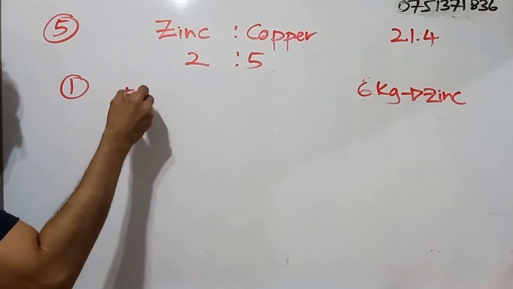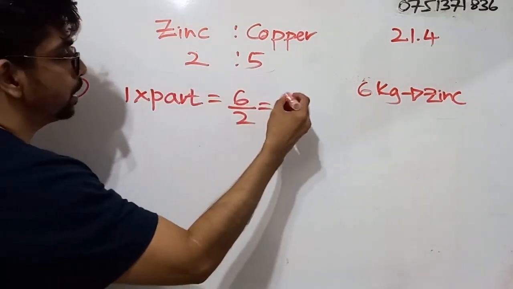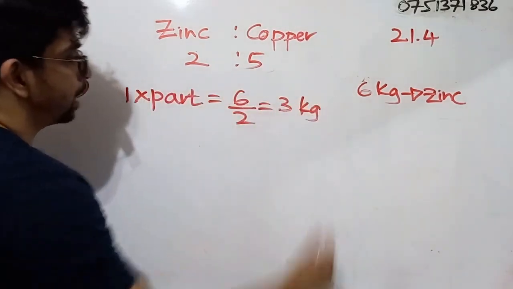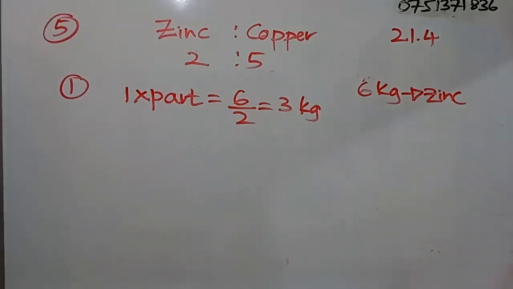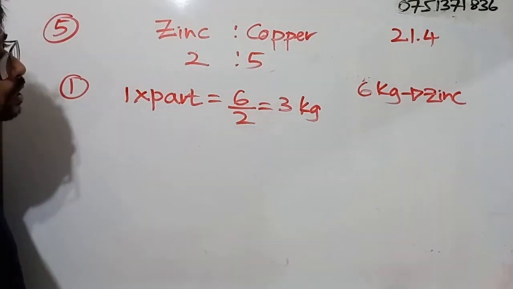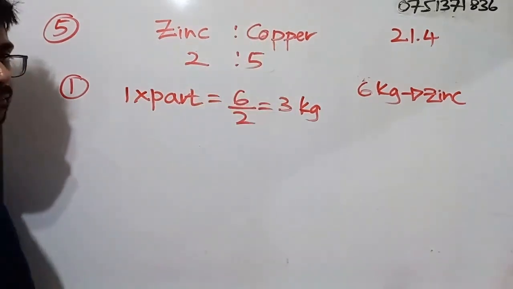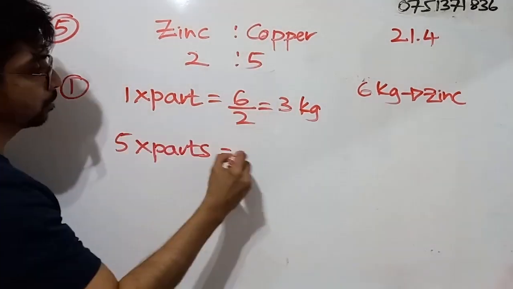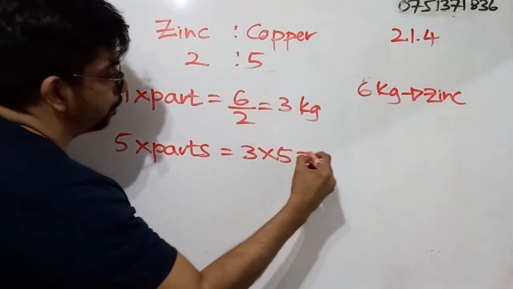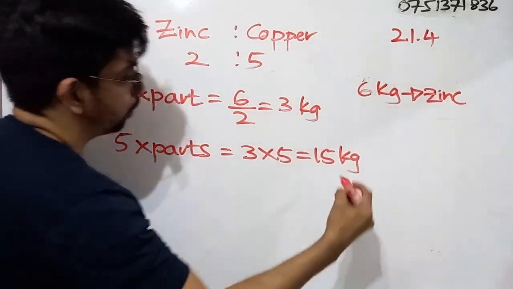So what is the value of one part? 6 divided by 2, which is 3. In this case, these are kilograms. We need the amount of copper. So how many equal parts are there? 5. So 5 parts. That means 3 into 5, which is 15 kilograms.